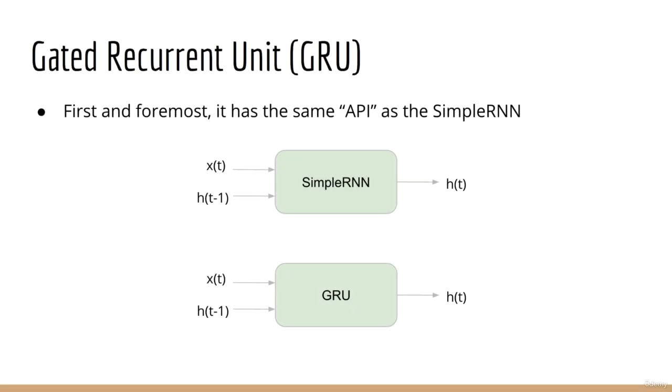So what is the gated recurrent unit? First, let's start with the basic principle from a simple RNN. We still want to have some hidden state at time t, h of t. This hidden state will still depend on x of t, the current input, and h of t minus 1, the previous hidden state. The only thing that will change is how h of t is calculated.